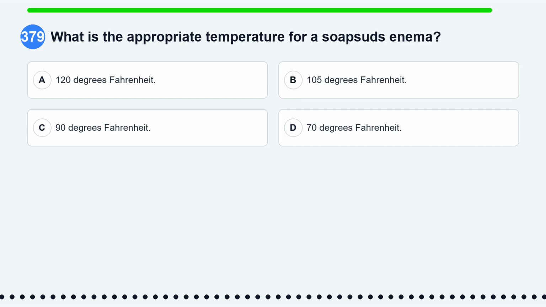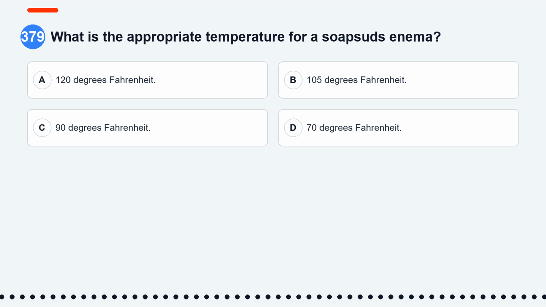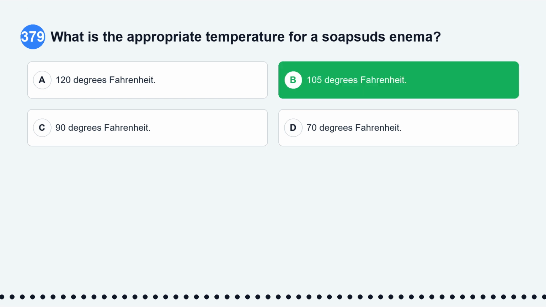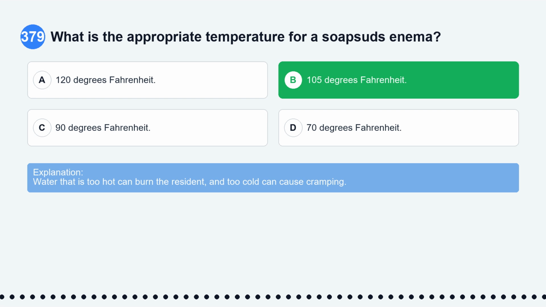Question 379. What is the appropriate temperature for a soapsuds enema? Option A, 120 degrees Fahrenheit. Option B, 105 degrees Fahrenheit. Option C, 90 degrees Fahrenheit. Option D, 70 degrees Fahrenheit. The correct answer is option B, 105 degrees Fahrenheit. Water that is too hot can burn the resident, and too cold can cause cramping.